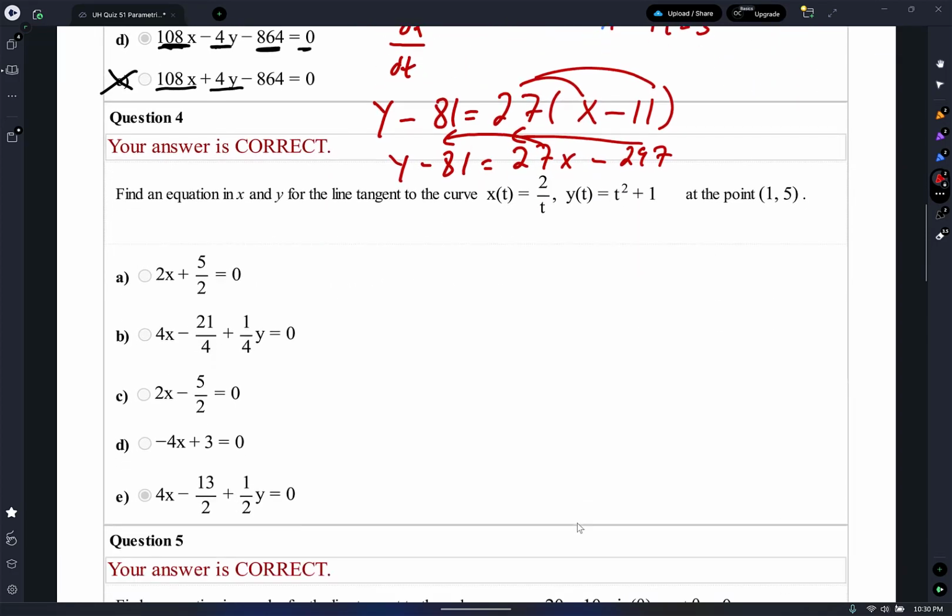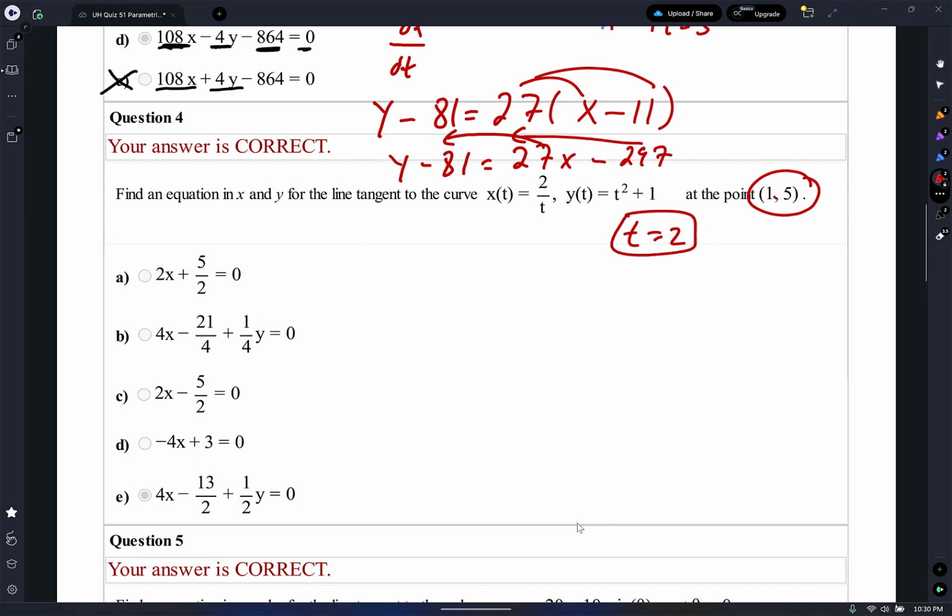Find the equation in x and y for the tangent line to the curve at the point (1, 5). Okay, notice that's the x and y coordinate, guys. So the only way you can get a 1 on the x coordinate is if t equals 2. Then verify that's what you get on the y value. 2 squared is 4. 4 plus 1 is 5. So there it is. So t equals 2.